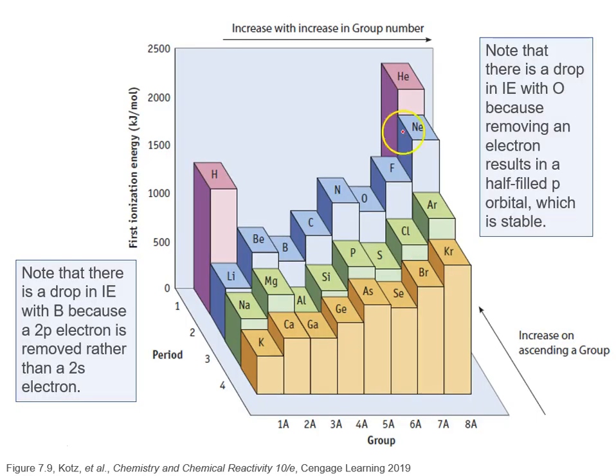So this is a nice visual right here. If I go from lithium to neon, in general the ionization energy does go up, but you can see a couple of exceptions. Boron and oxygen are the two exceptions. If we look at boron, for beryllium you're removing a 2s electron, but for boron you'd be removing a 2p electron.